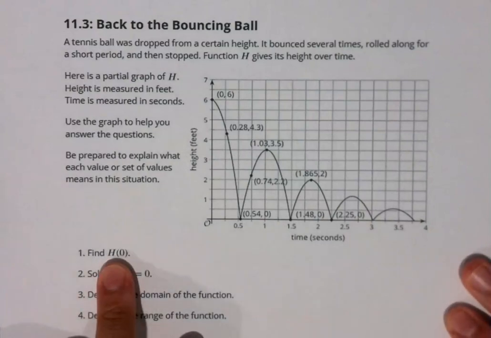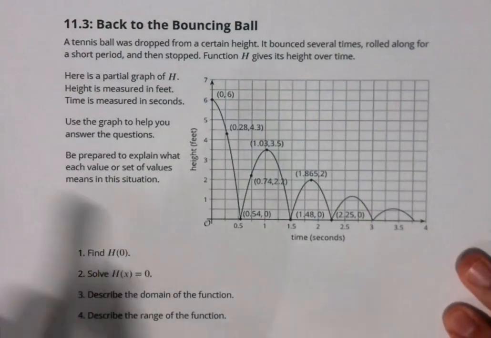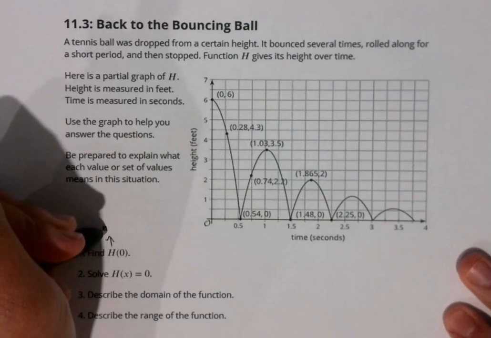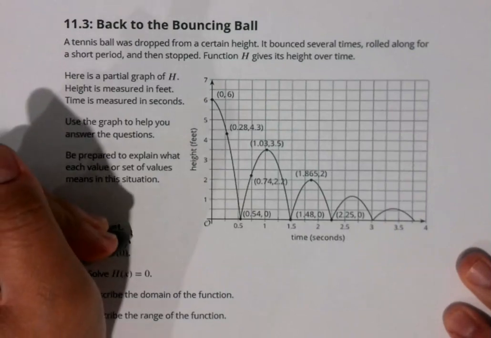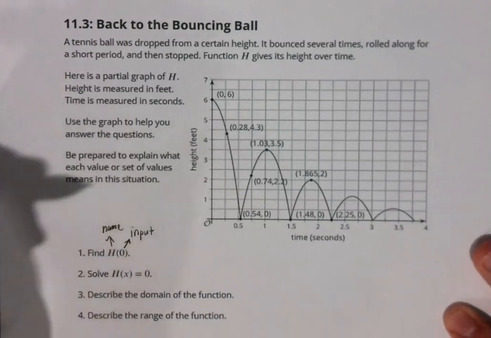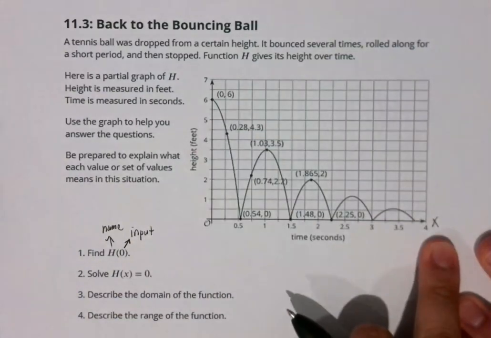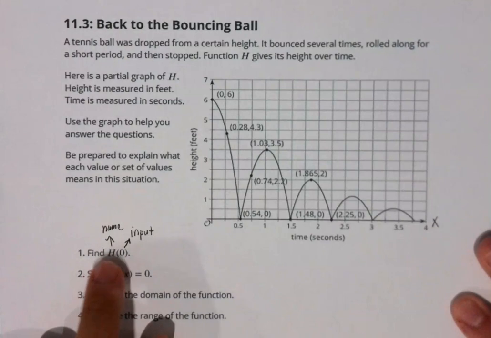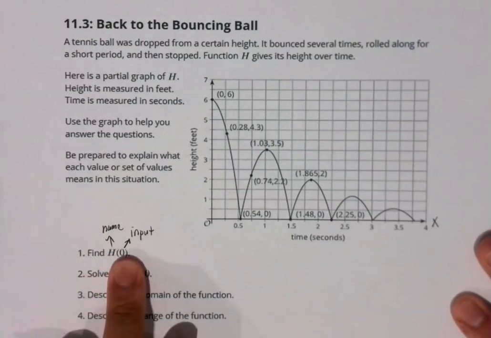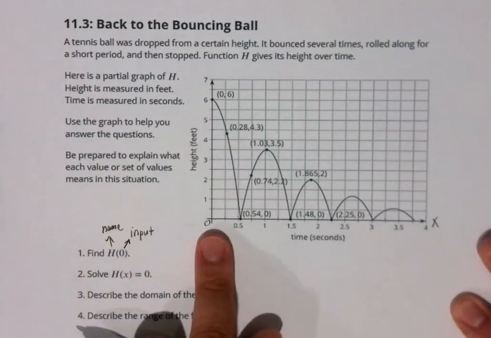So here for number 1, it says we want to find h of 0. So h is the name of the function, and inside the parentheses is the input of the function. Now, the input of a function is also known as the x values of a function, or the independent variable. And this is the x-axis. This is asking what happens at function h when my input is 0. So this is asking when the x value is 0.